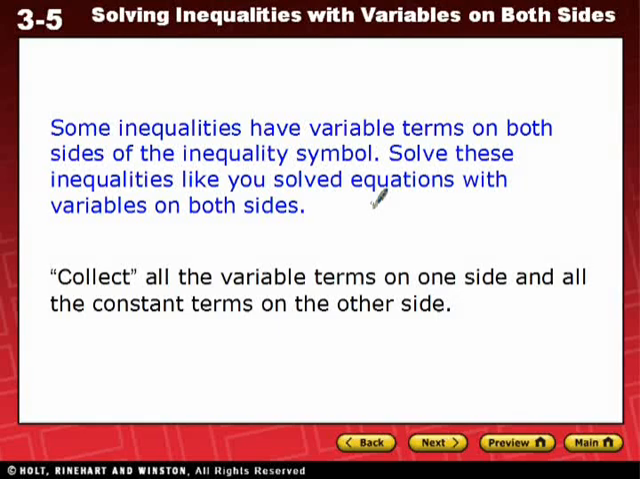Just like equations, with the exception of the fact that you still have to pay attention to reversing the inequality symbol when you divide by a negative number or multiply by a negative number. Just like with equations, we collect all the variable terms on one side and we collect all the constant terms on the other side of the equal sign.